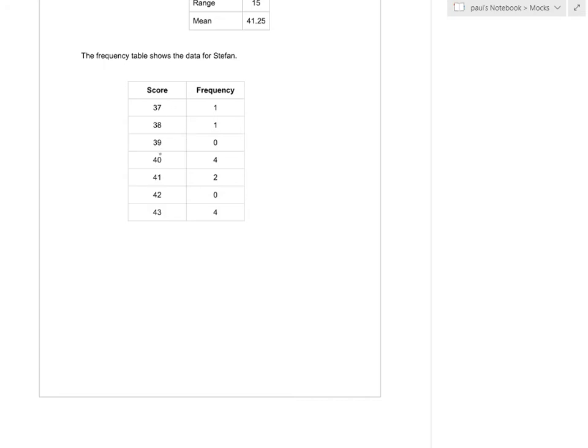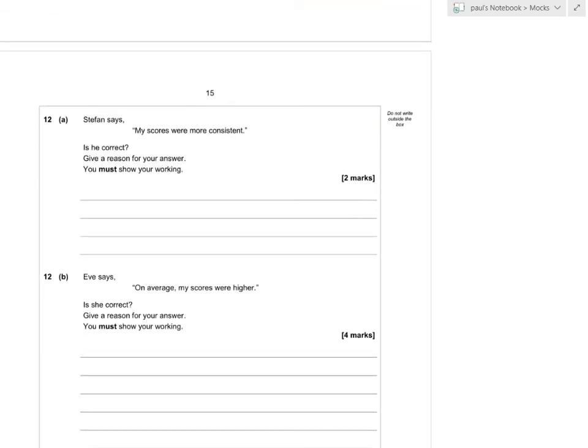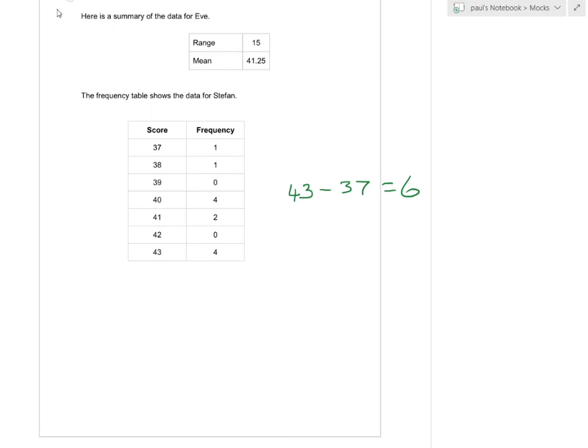The range for Stefan was, his highest was 43 and his lowest was 37. So he had a range of 6. Eve's range up there, look, is 15. So Stefan's range is 6. So yes, and lower. Now Eve says, on average, my scores were higher. So now we've got to work out the mean for Stefan. So let's go back to here and look at that.